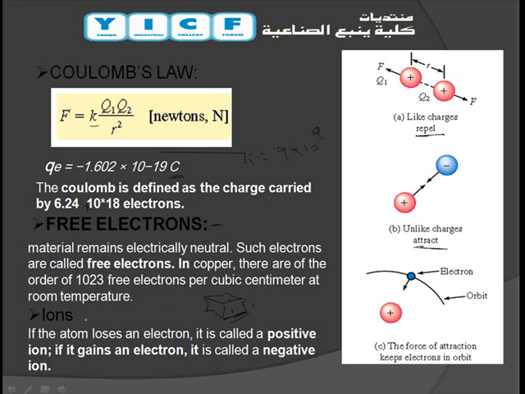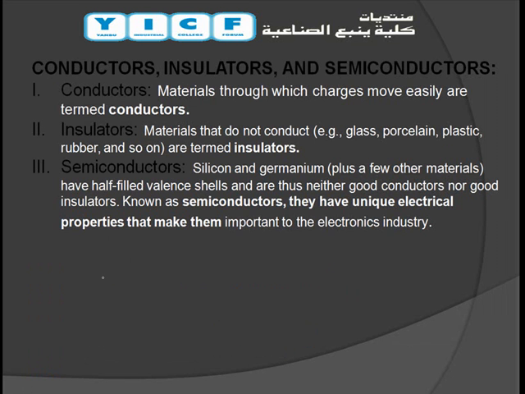There is another terminology, which is the ions. If the atom loses an electron, it is called a positive ion. If it gains an electron, it is called a negative ion. So materials are classified into three types electrically: conductors, insulators, and semiconductors.